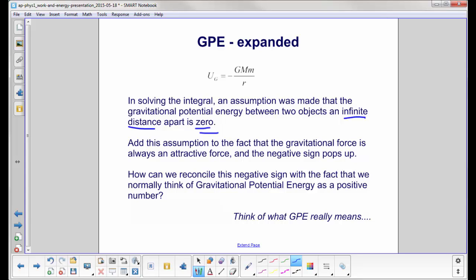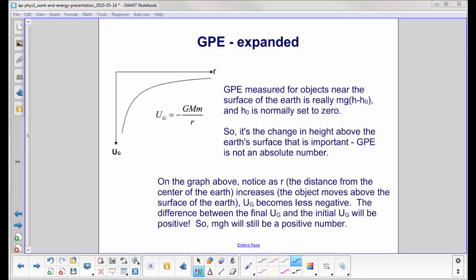Now, how can we reconcile this negative sign with the fact that we normally think of gravitational potential energy as a positive number? You have to go back and think of what GPE, or U as we now call it, really means. The gravitational potential energy measured for objects near the surface of the Earth is really mg(h minus h0), and h0 is normally set to 0. That's the ground. So it's really the change in height above the Earth's surface that is important. GPE is not an absolute number.